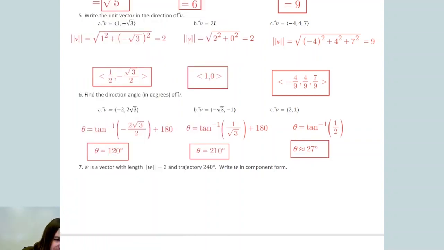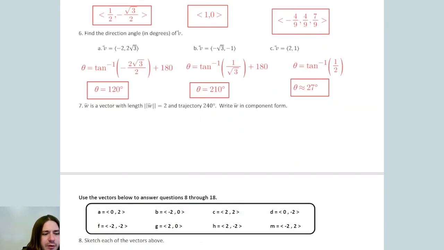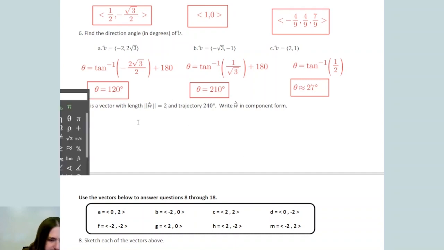Okay, number 7, we've got vector W. Let's fix that notation. Again, Cami does not like the vector notation for some reason. We're given the magnitude and the direction angle, and it asks us to write the vector in component form. To find the two components, you multiply the magnitude by the cosine of the trajectory for the horizontal component, and then you use sine of the trajectory for the vertical component. For both of them, you multiply by the magnitude, which is 2.